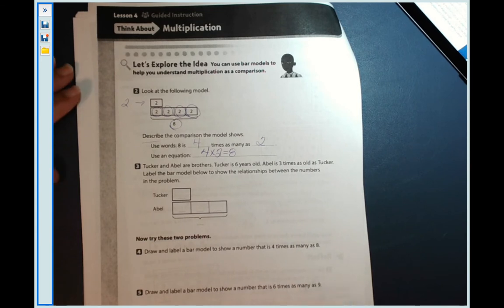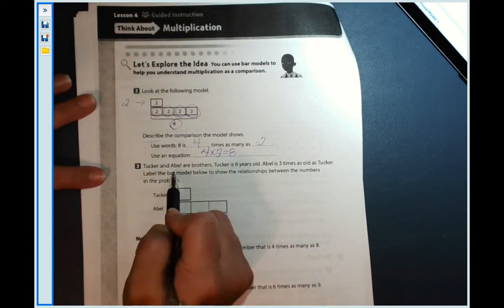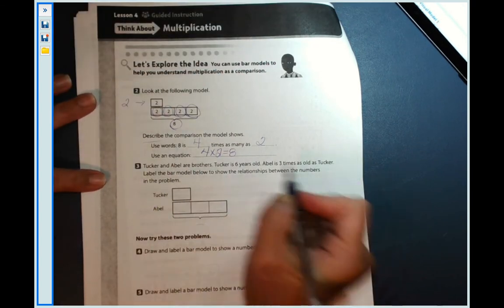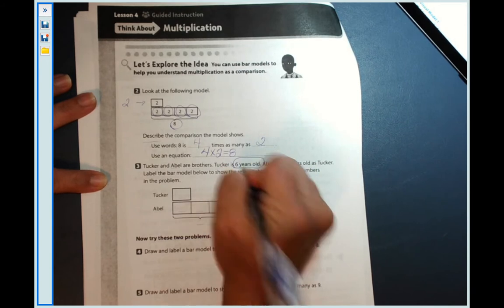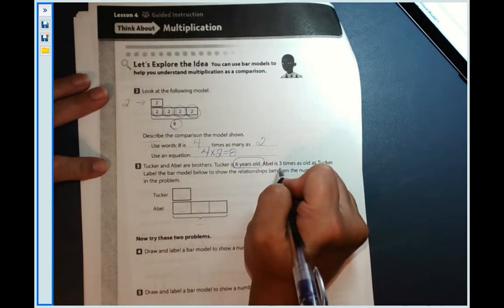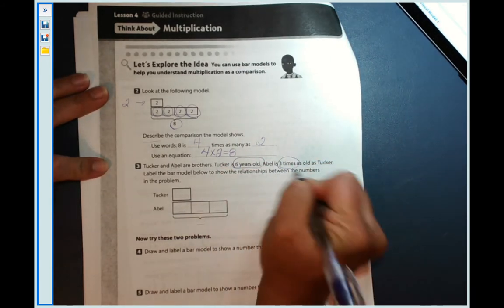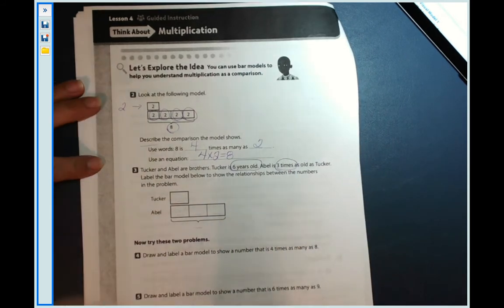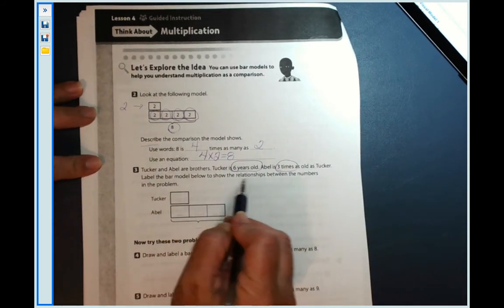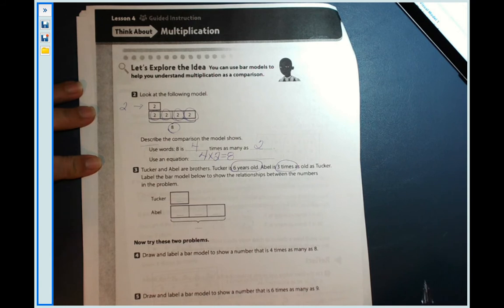So what I'm going to do is read that problem again, because I know that I need to read it again to get it into my head. Tucker and Abel are brothers. Tucker is 6 years old, and Abel is 3 times as old as Tucker. Label the bar model below to show the relationship between the numbers in the problem.